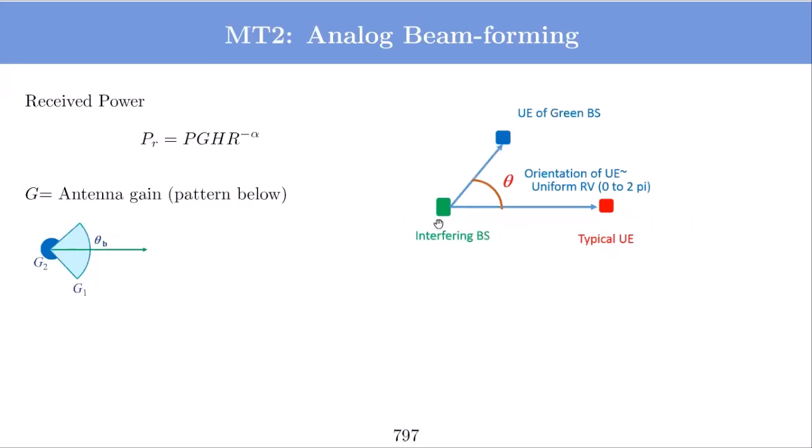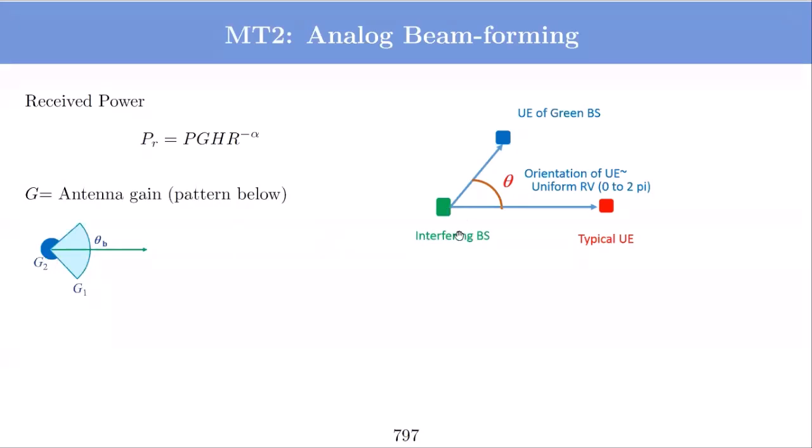And if there is a user here where the angle is more than this one, the gain would be G2. Okay, so if there is an interfering base station, and if it is the serving base station, you can assume that the serving base station always orients its antenna. So this is a user antenna orientation. So it can always orient its angle to the user.